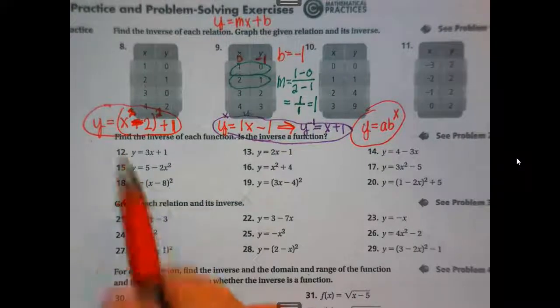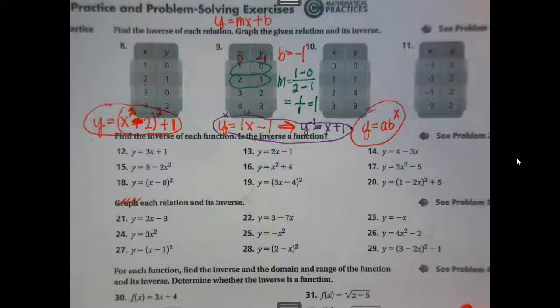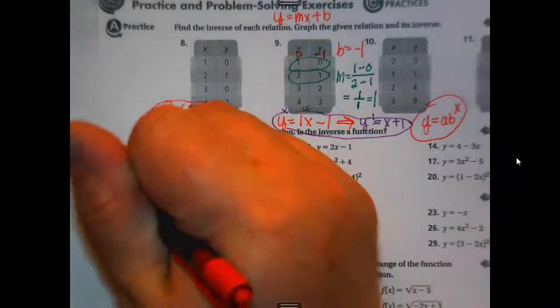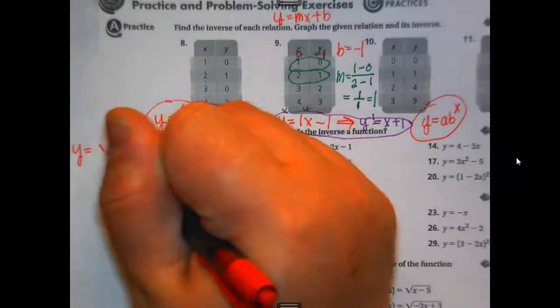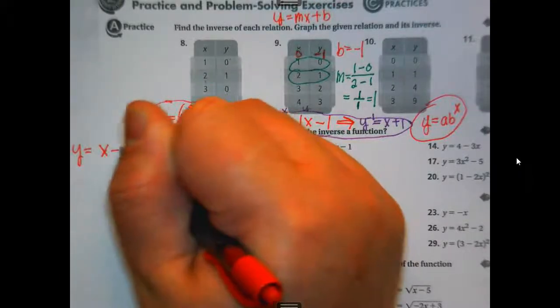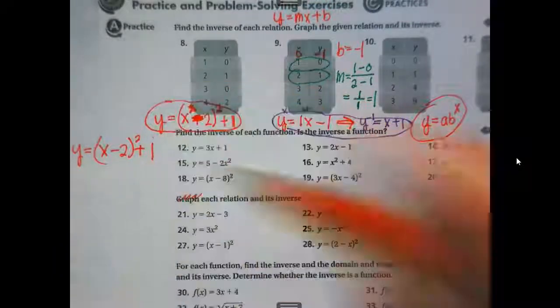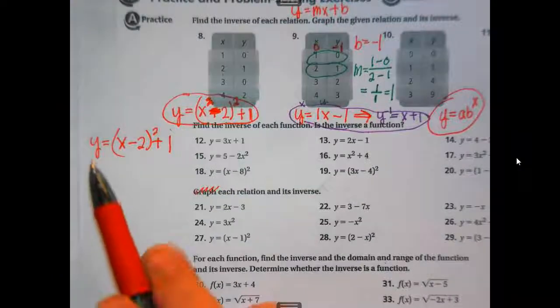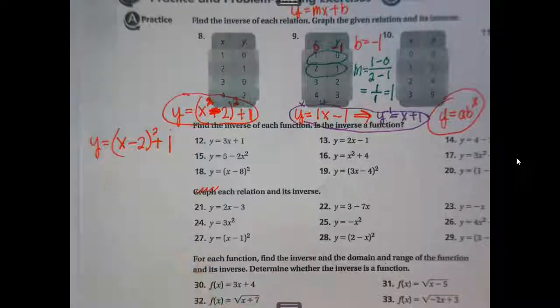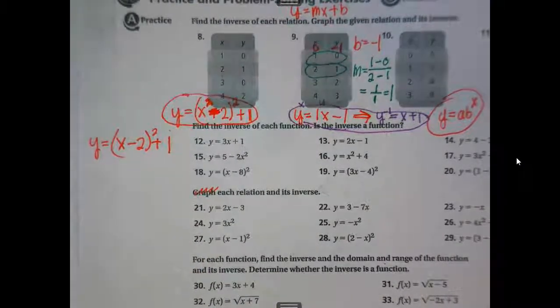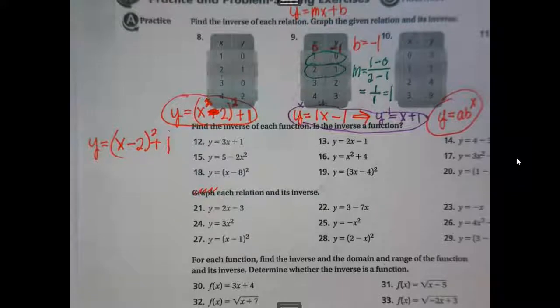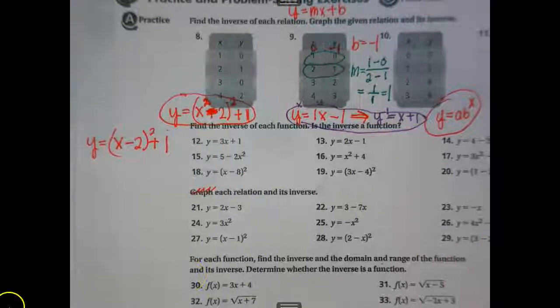I better clean this up. Let me rewrite this. It's y equals (x minus 2) squared plus 1. So the first thing you're going to do is switch the x and the y and then solve for y. I didn't do it yet, so I don't know what the answer is.